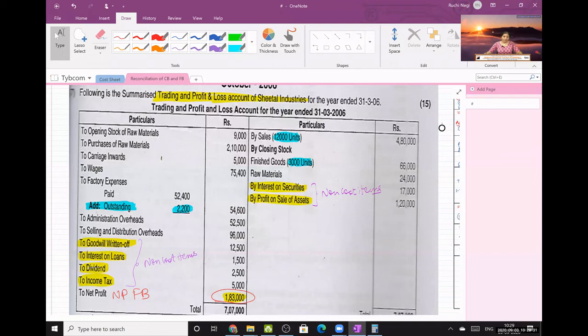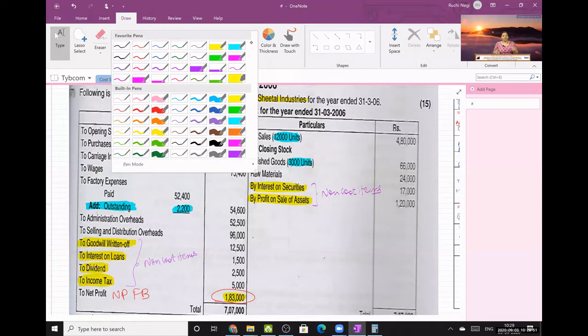Trading P&L is given. Opening stock of raw material is given to you, purchase of raw material is given to you. Okay, so fine. Carriage inward is given to you, wages is given to you. Fine. So हमें तो पता है, we have to sync this with reference to cost sheet.